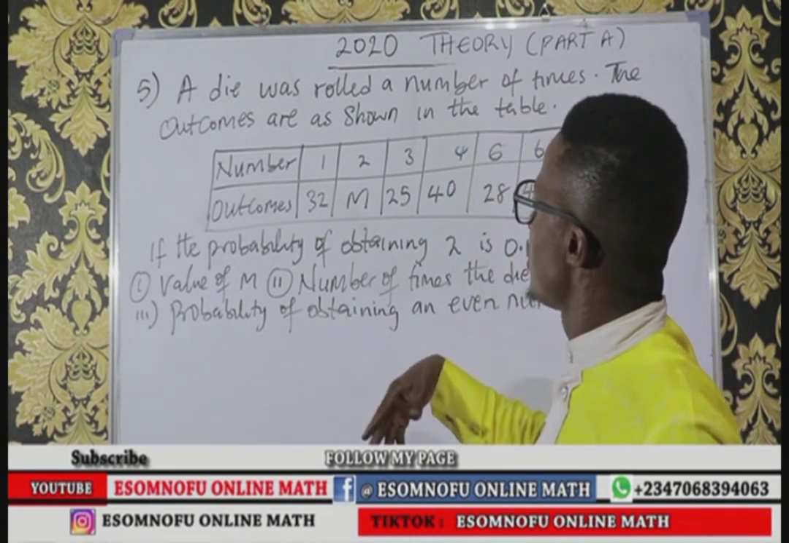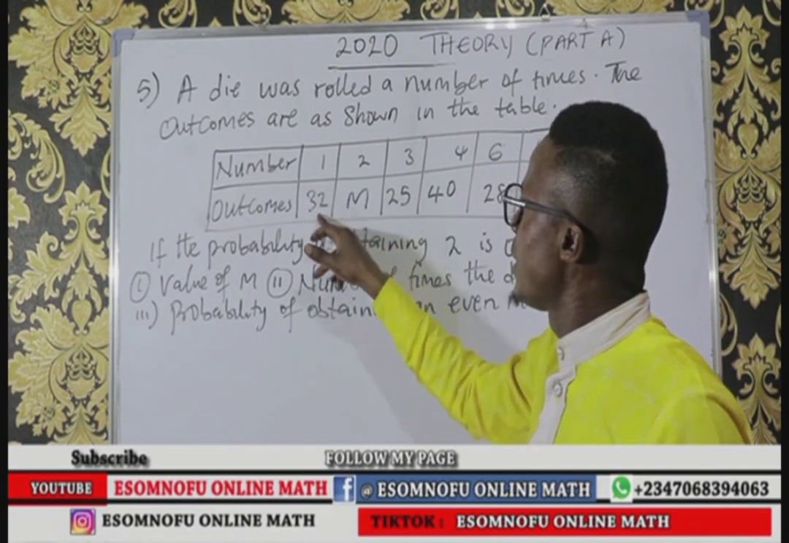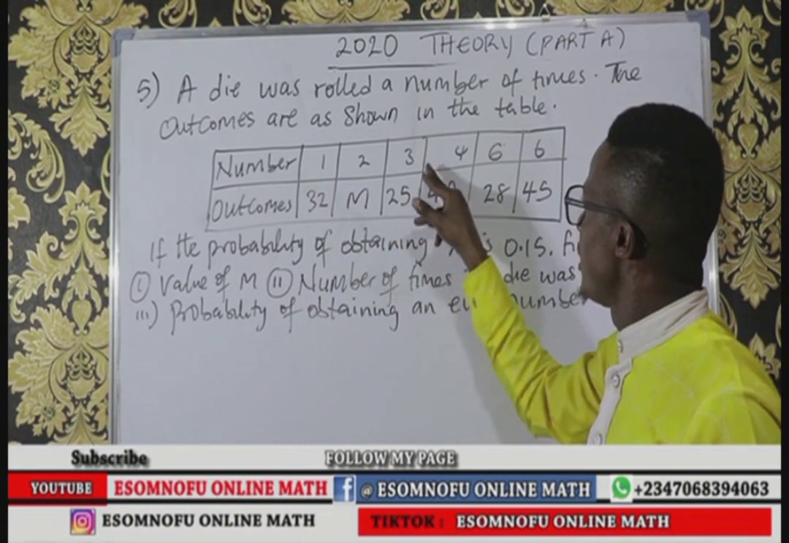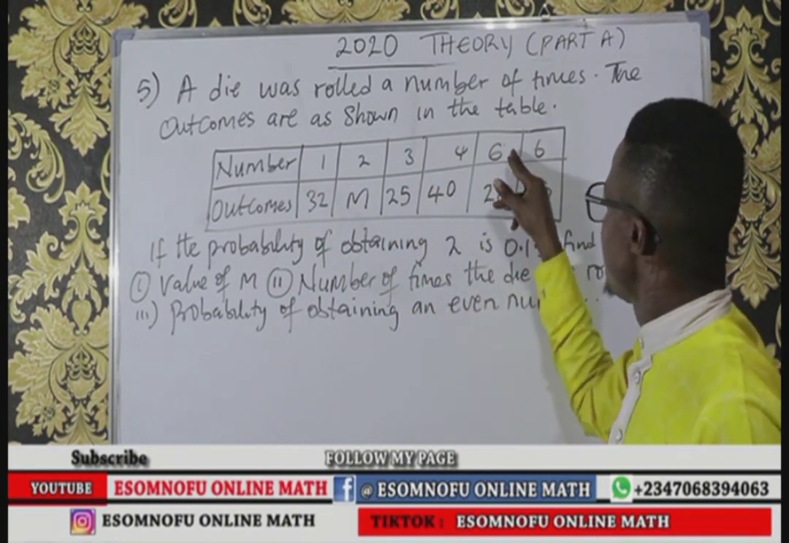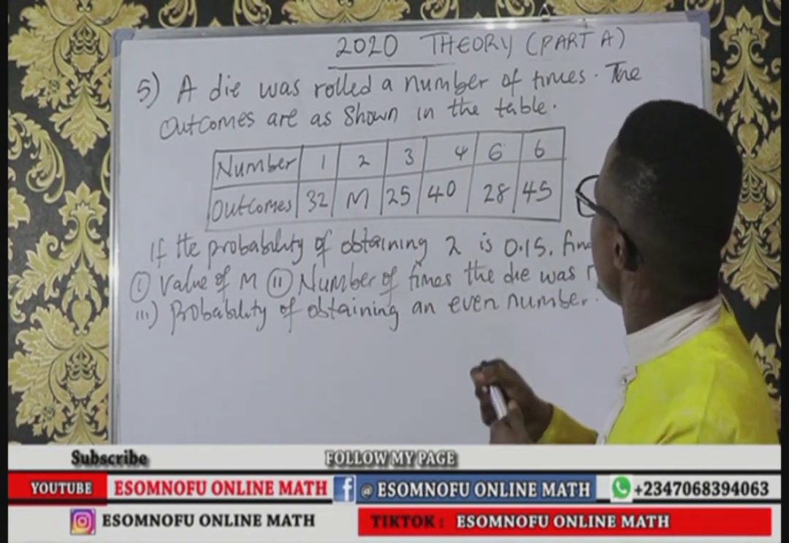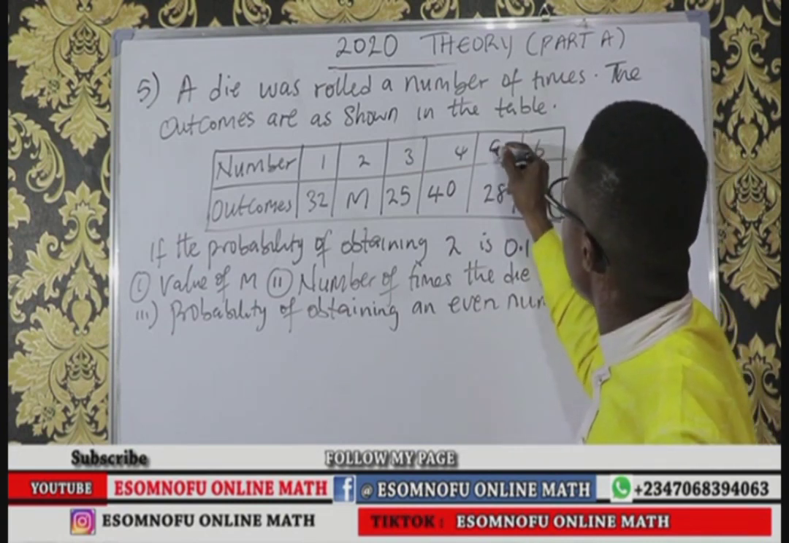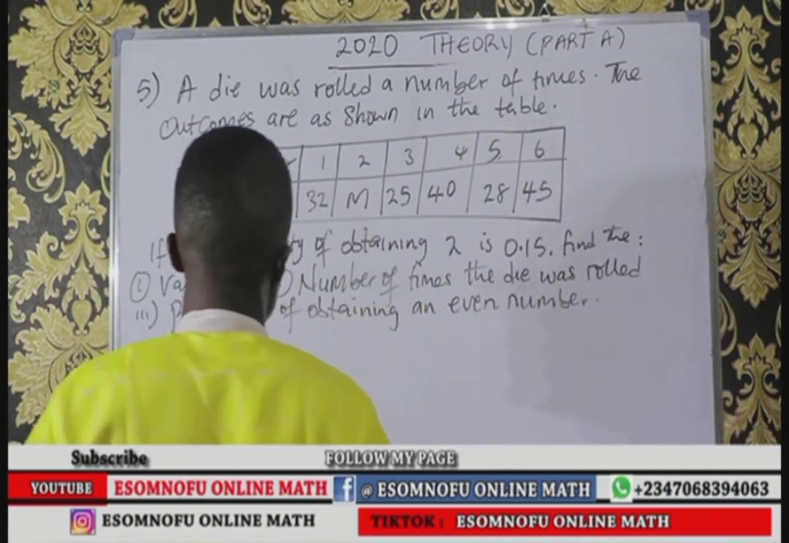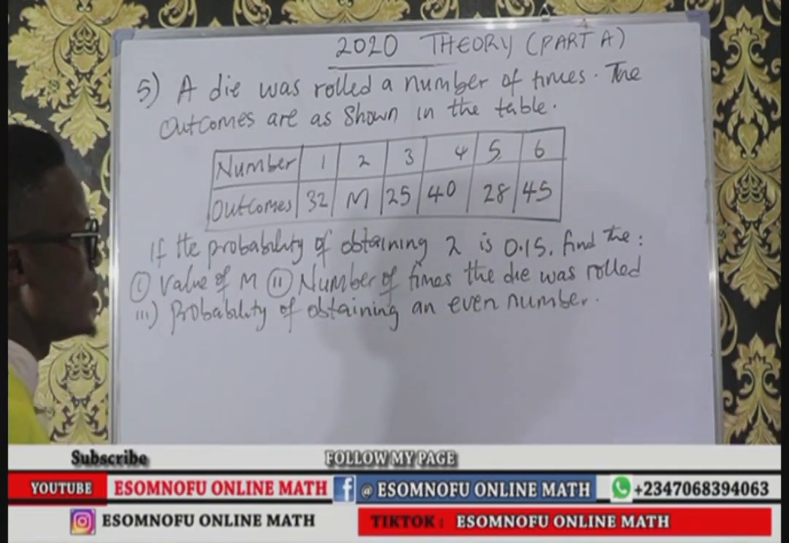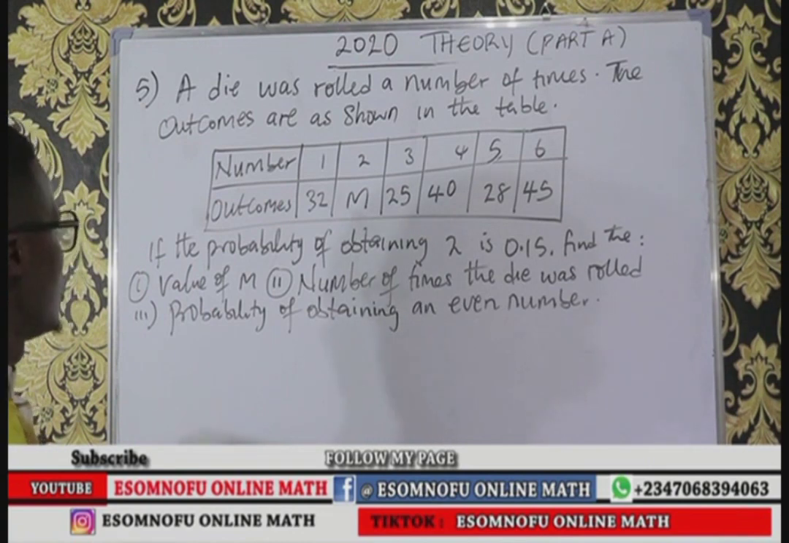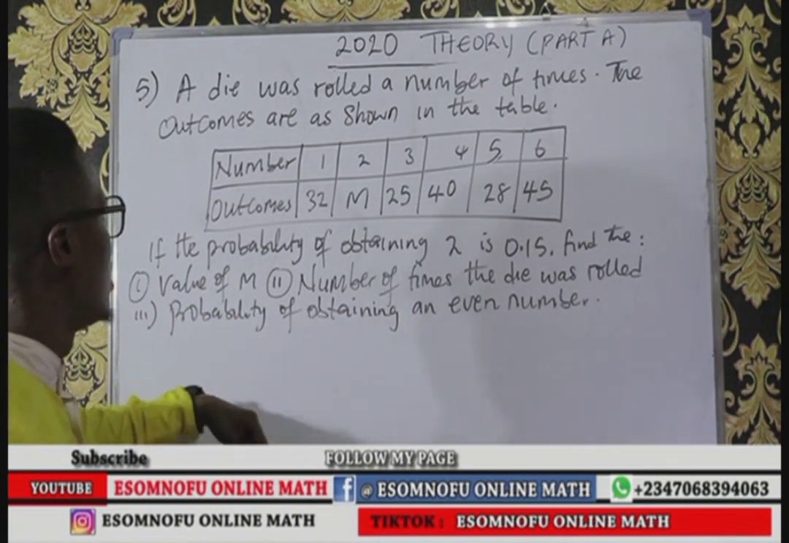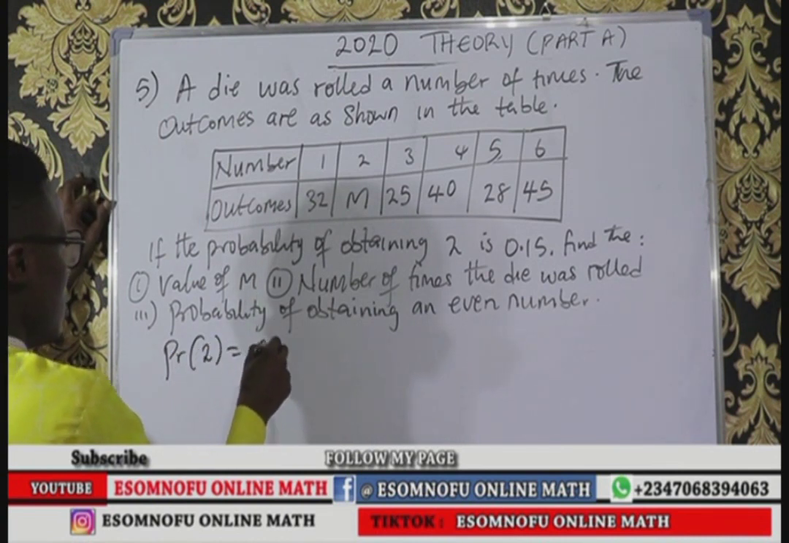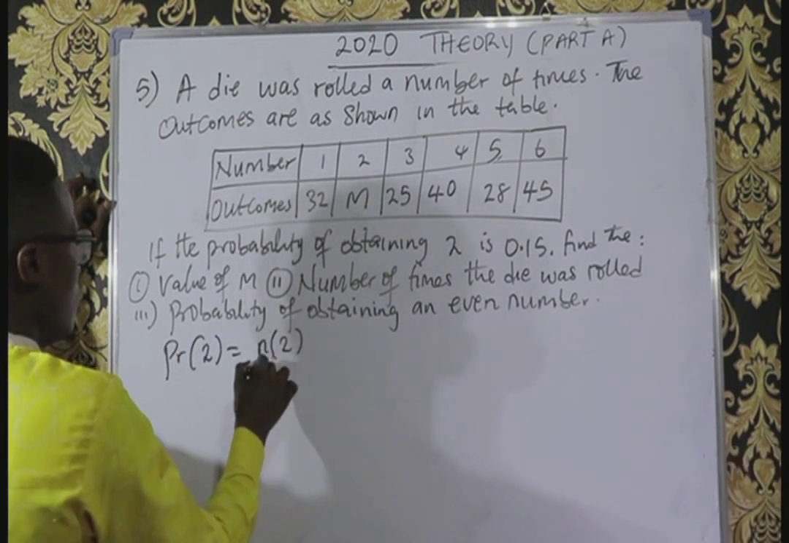After the toss, they found out that 1 appeared 32 times, 2 appeared m times, 3 appeared 25 times, 4 appeared 40 times, 5 appeared 28 times, while 6 appeared 45 times. The question now says, if the probability of obtaining a 2 is equal to 0.15, find these questions here. Now, probability of obtaining a 2 is equal to number of 2 over total number.